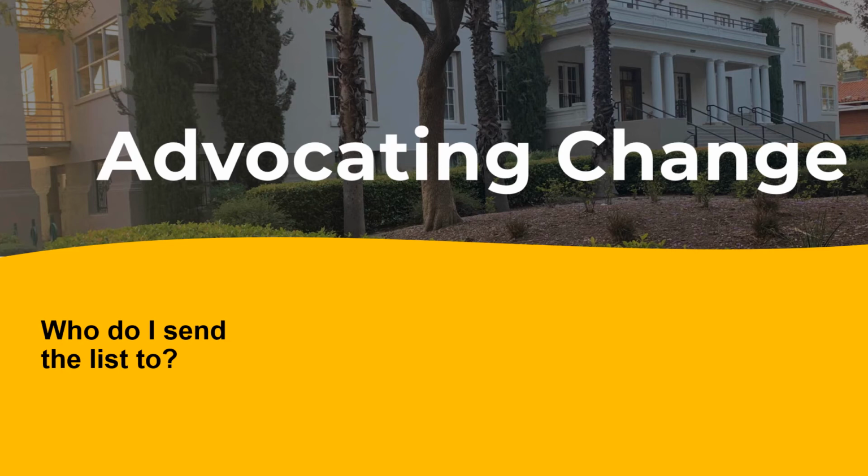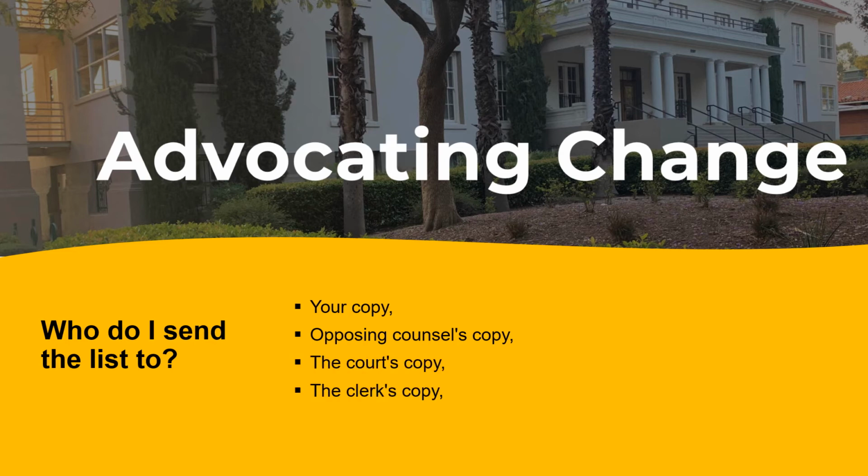Who do I send the list to? You will need 5 copies of your exhibits for trial. 1. Your copy. 2. Opposing counsel's copy. 3. The clerk's copy. 4. The judge's copy. And 5. A copy for the witness stand. This way all parties can follow along as you are using your exhibits and presenting your case.